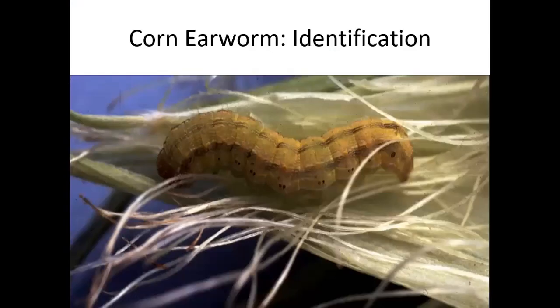When we look at the larvae themselves, they're quite easy to identify because they have this double pinstripe running along their back, along their dorsal side. So when you see that pinstripe, that is a clear marking of the corn earworm.